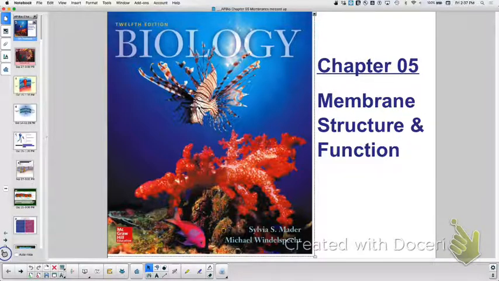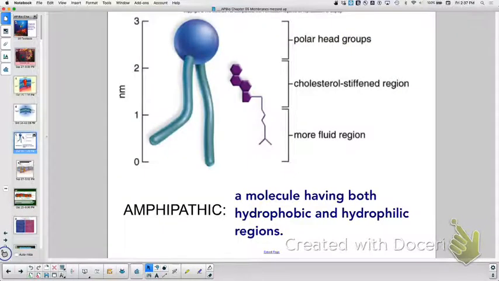So the first thing I want to skip to is our understanding. When we look at a cell membrane, the components of the cell membrane, component number 1, I would say is a phospholipid. And what makes it work is it's amphipathic, which means it has two different regions, one that is hydrophobic and one that is hydrophilic.